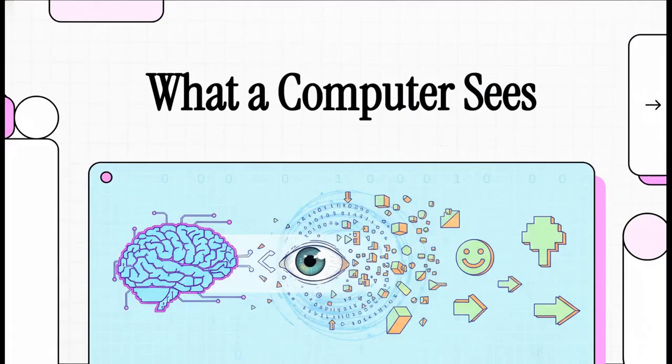So here's what we're going to do. We're going to peel back the layers of this beautiful image and see it just like a machine does. We're going to break it all the way down to its most basic parts and then build it right back up again. Let's get into it.